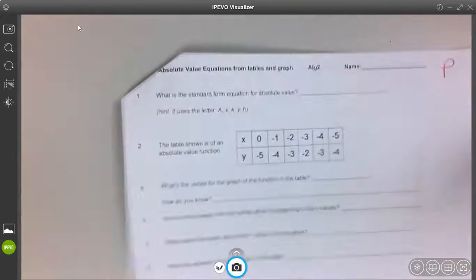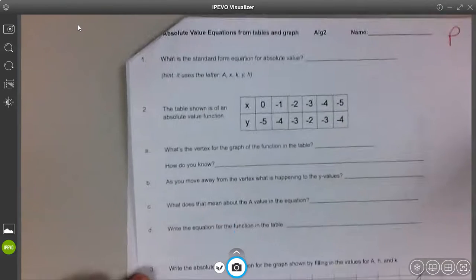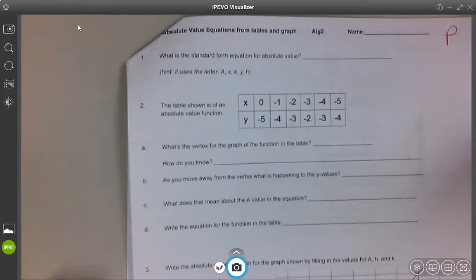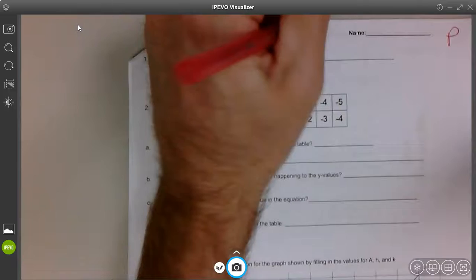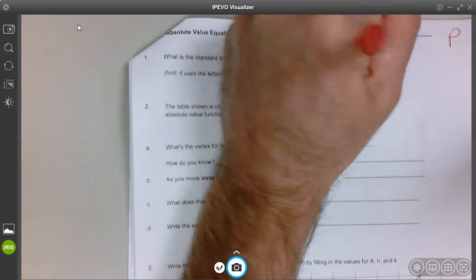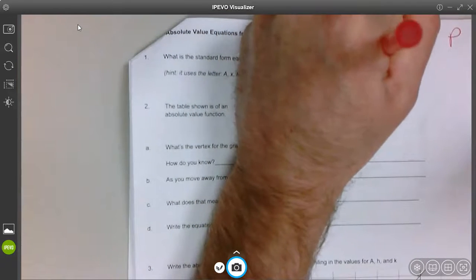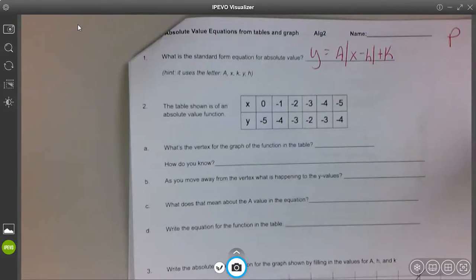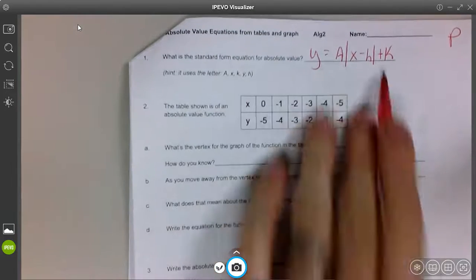Please. P for please. This says, what is the standard form for absolute value? Gotta know that. Check in your notes. We have all kinds of stuff written down where this is. But y equals a, the absolute value of x minus h, plus k. Okay, there's the letters. It says use those letters, and we did.